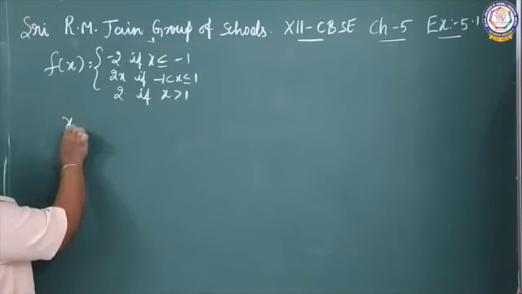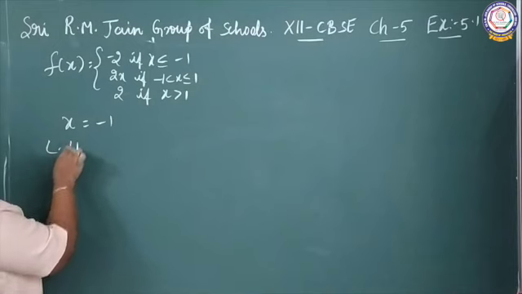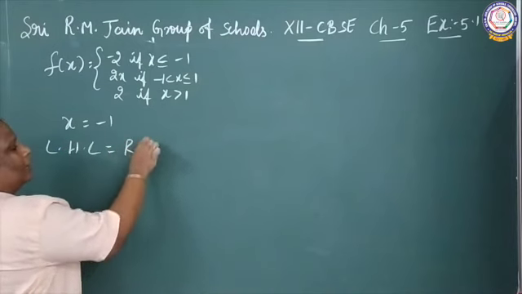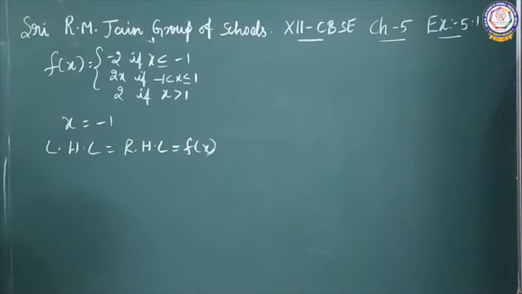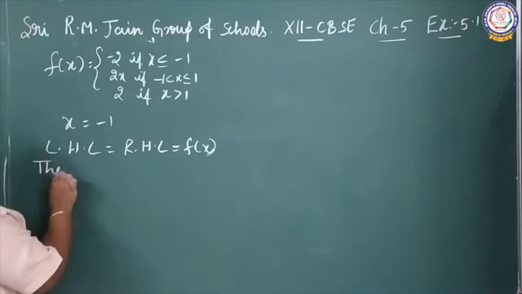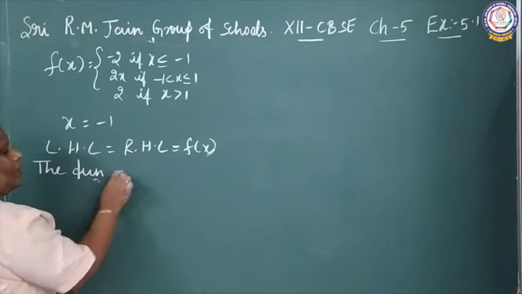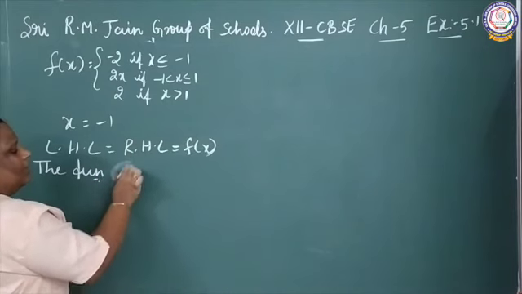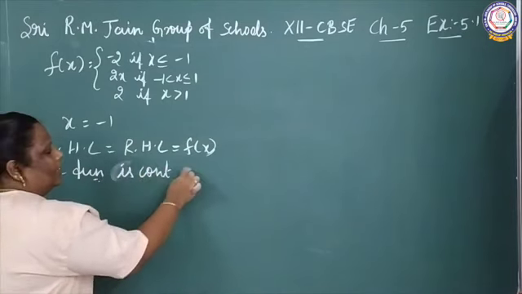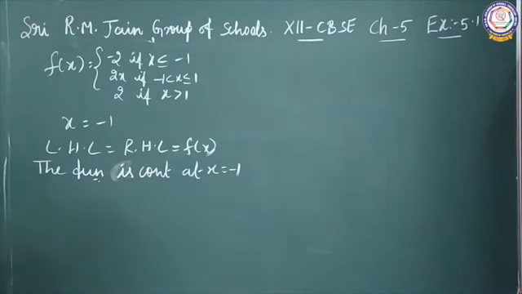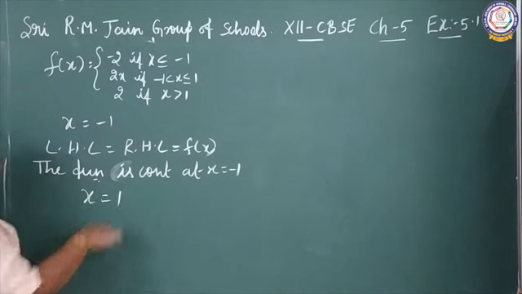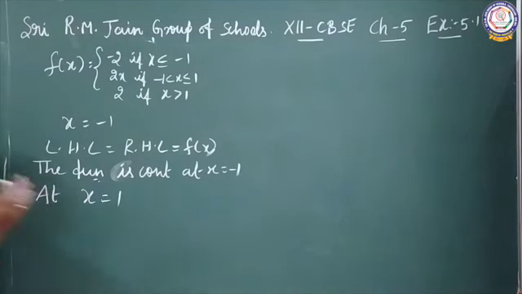See, if at x equal to minus 1, left hand limit equals right hand limit equals f of x, the function is continuous at x equal to minus 1. Now you will check x equal to 1. At x equal to 1, you will check the left hand limit and the right hand limit.